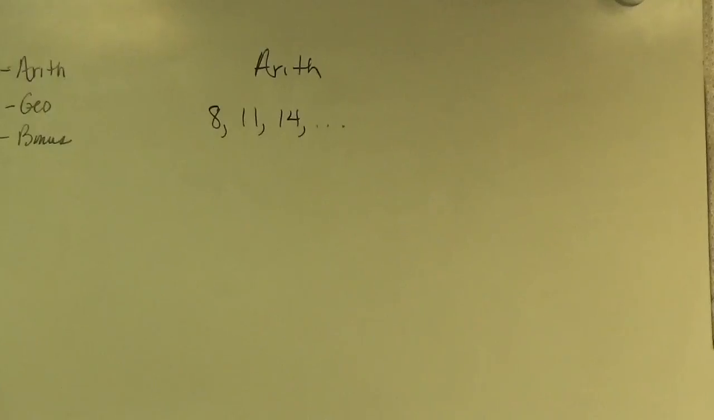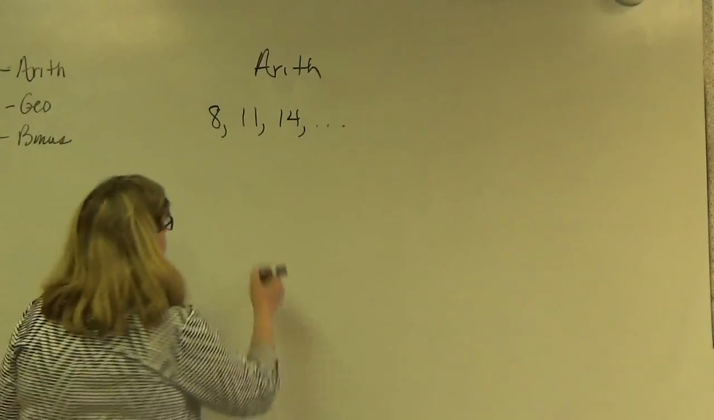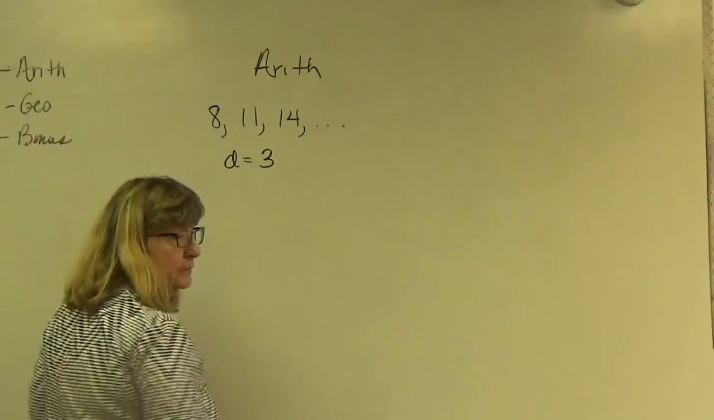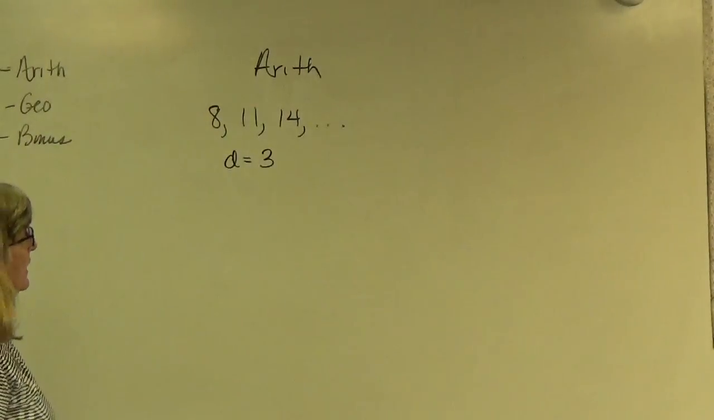Now, how do I know it's arithmetic? Because you can add to get to the next. I'm adding to get the next number. And what is the difference, while we're talking about it? It's the second one minus the first one. So in this case it would be 3. 11 minus 8, yeah.